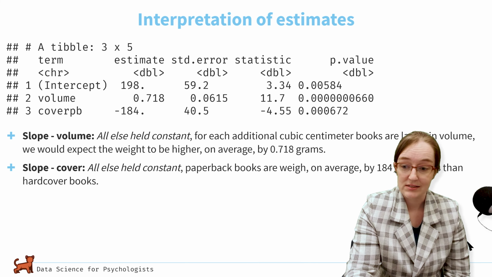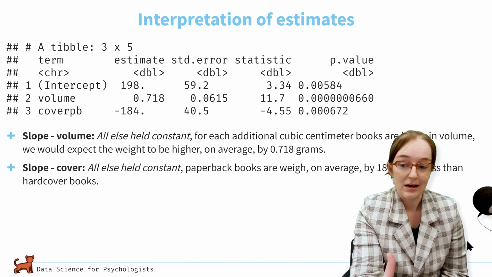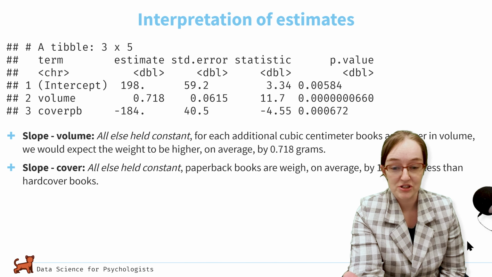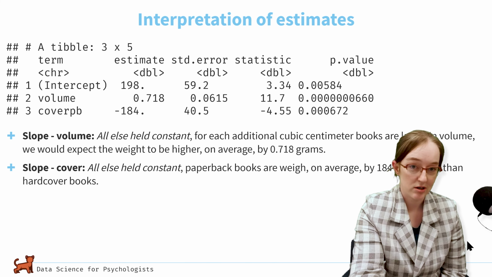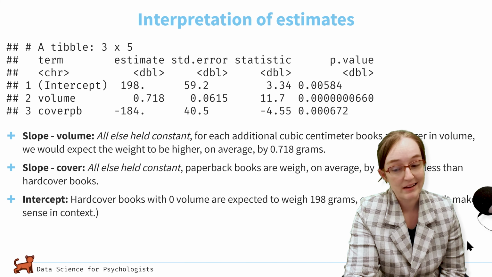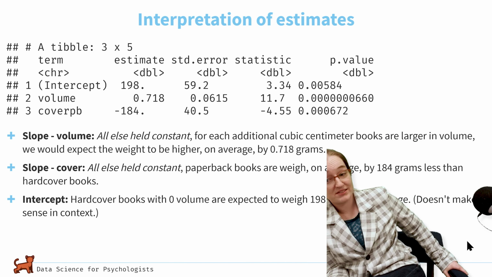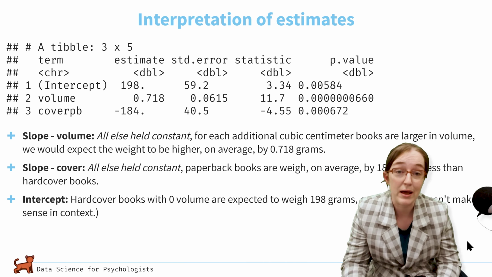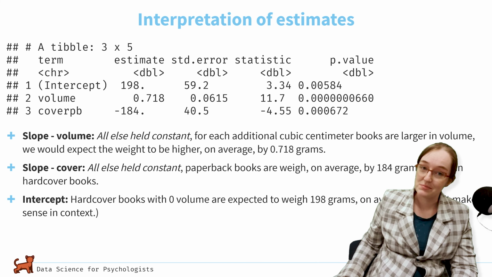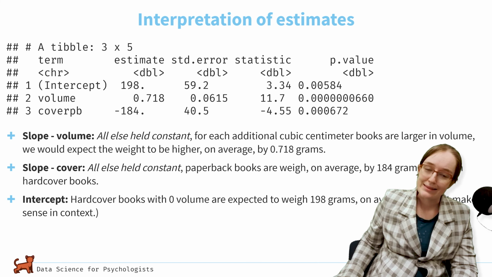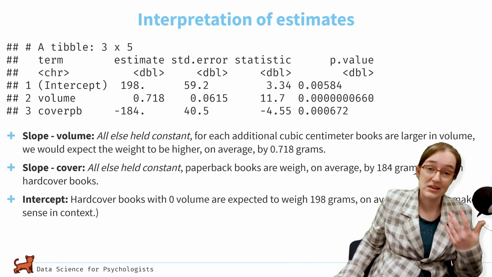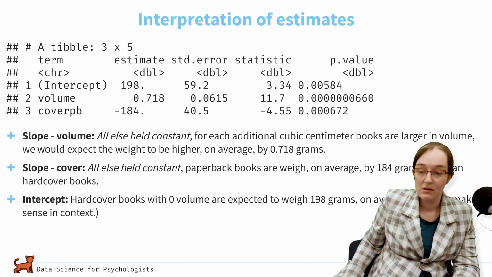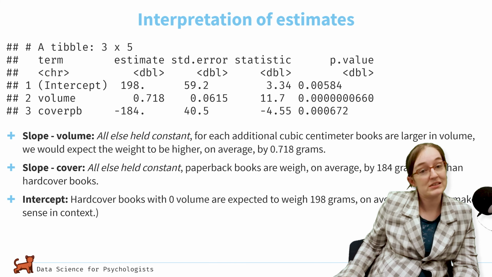Now the cover, all else held constant: paperback books weigh on average 184 grams less than hardcover books. And our intercept is that hardcover books with 0 volume are expected to weigh 198 grams on average. Does this make any sense in context? No. That is the fundamental weakness of the intercept when you don't center your data at all. So here the intercept is not particularly useful, but it is what it is.